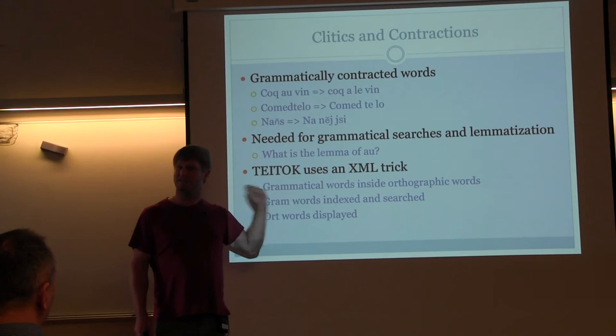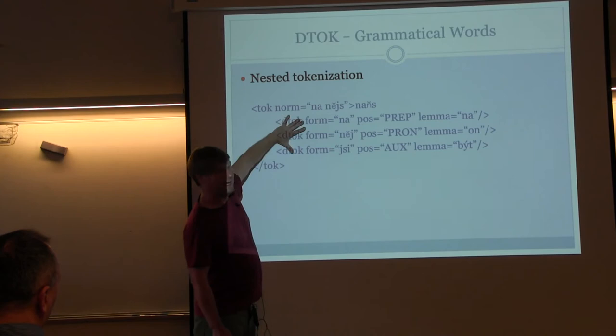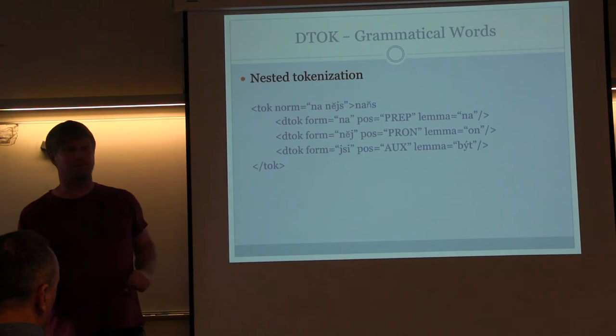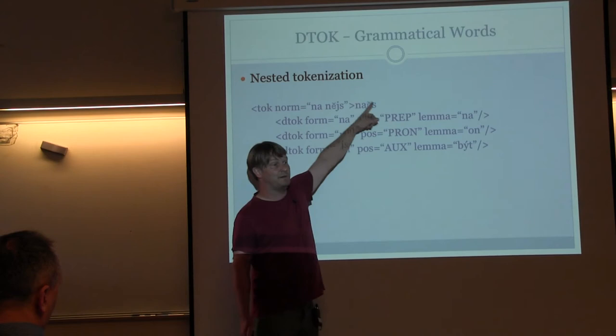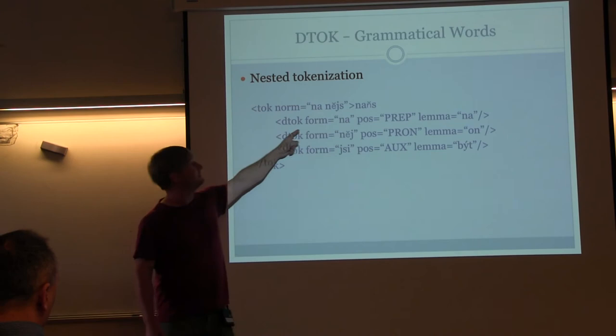So there's nested tokenization. We have here the word names, which are three different grammatical words inside. But these are just XML annotation inside the word. So the original word is still there. We didn't touch it. We just say, well, actually, below that, we have three different grammatical words. And those are respectively a preposition, a pronoun, and an auxiliary verb, right? So this is a trick to be able to keep the original transcription and still have grammatical words for your searches. And despite the fact that TEITOK is customizable, so you don't necessarily have to do that, these will be the thing that I exported, and this will be the thing that you see. So this is what you search, and this is what you see.